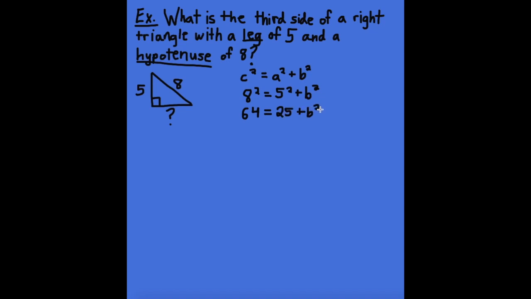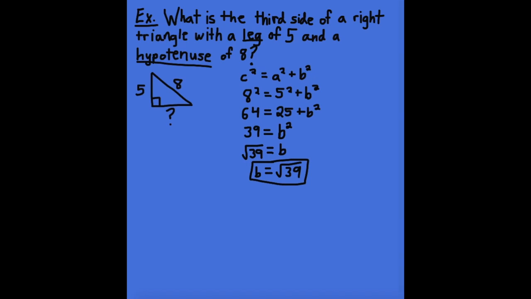When we subtract 25 on both sides to isolate b, we get 39 equals b squared. When we square root both sides, we will get the square root of 39 equals b. Hence, b equals the square root of 39. Therefore, the third side, or in this case, the other leg of the triangle, equals the square root of 39.